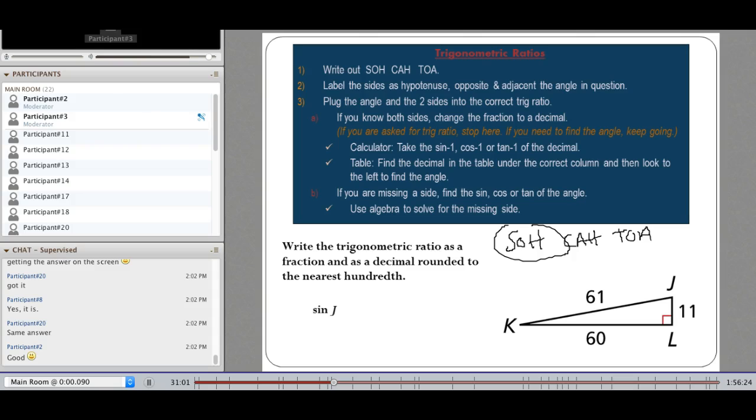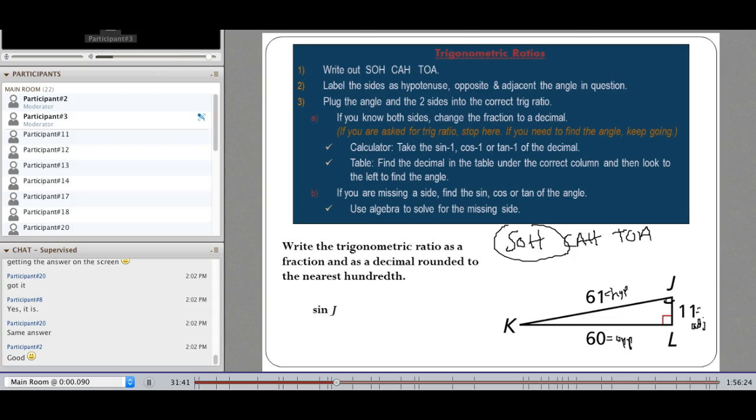You want to label the sides: hypotenuse, opposite, and adjacent. So if we're looking at angle J, here is the hypotenuse, because that's always directly opposite the right angle. Here is the adjacent side, and here is the opposite side for angle J. If I was looking at angle K, the opposite and the adjacent sides would be reversed. The hypotenuse is always the same, okay? But since I'm looking at angle J, the side that is 11 is my adjacent side, and the side directly opposite the angle is the opposite side, okay?